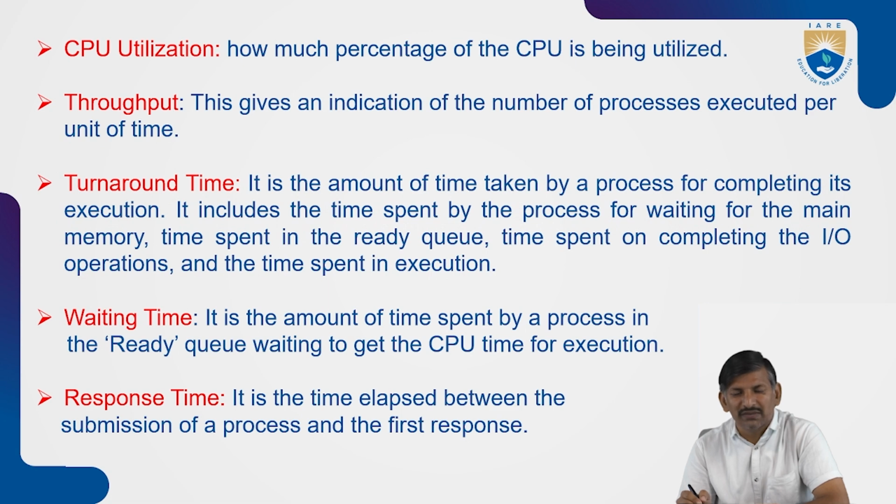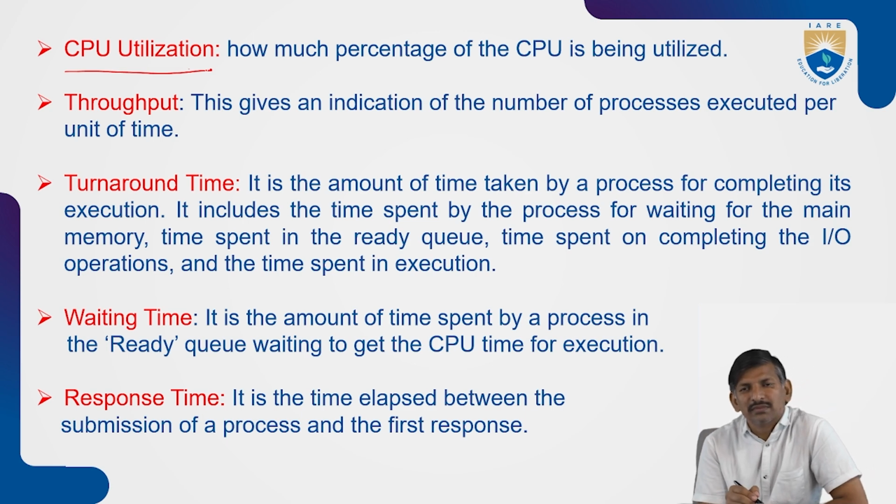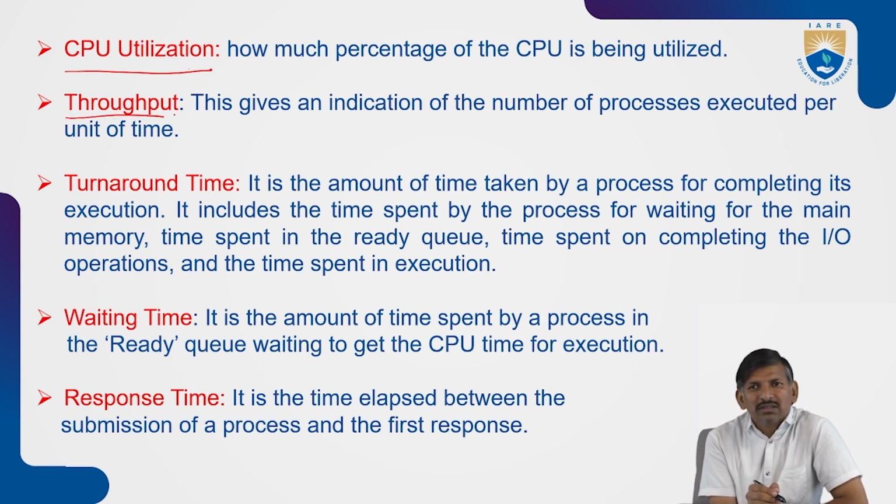So in multitasking, there are some terminologies. First one, CPU utilization time, means what percentage of the CPU is being utilized by the process. As much as possible, we should utilize the CPU to the maximum. That is the best choice. Next, throughput. How many processes are executed in a unit amount of time? In 1 millisecond, how many processes are executed? In 1 second, how many processes are executed? In 1 microsecond, how many processes are executed in that device? Like that.